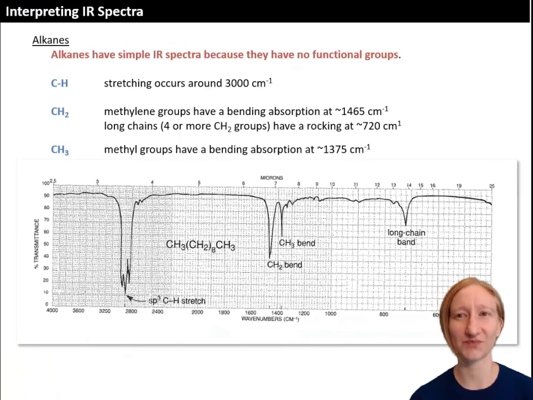Finally, alkanes, which are organic molecules that lack functional groups, have very simple IR spectra because they have no functional groups. The IR spectrum of an alkane will have only CH and CC stretching vibrations and will look like the one shown here.